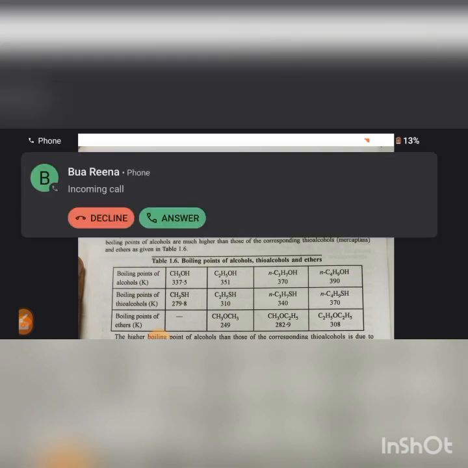Now we will do the effects of hydrogen bonding on the physical properties. First, melting points and boiling points. The melting point and boiling point of a substance largely depend upon the hydrogen bonding. First, the effect of intermolecular hydrogen bonding on the melting and boiling point. In general, intermolecular hydrogen bonding leads to association of molecules. As a result, such molecules have high melting and boiling points.